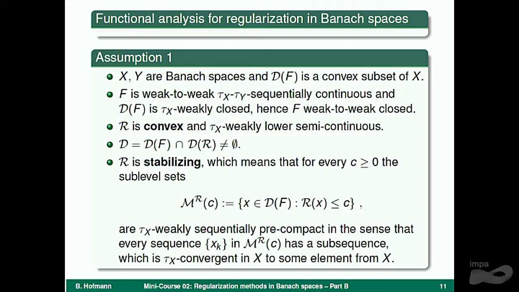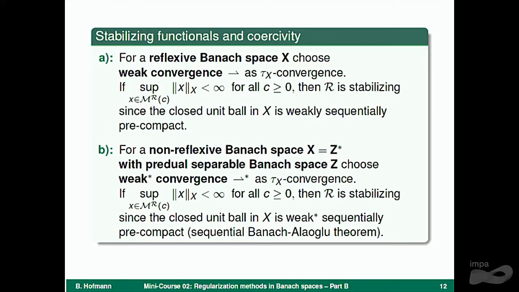You see, in these characterizations, you have no requirements that you have strong convergence in any sense for the forward operator, strong continuity. This is not needed here. For reflexive Banach spaces, you have standard weak convergence as this tau convergence here, and the supremum of all elements in this way, smaller than infinity for all C, is stabilizing, since the closed unit ball in X is weakly sequentially pre-compact. So in principle, you can use such norms for reflexive Banach spaces together with a simple weak topology.